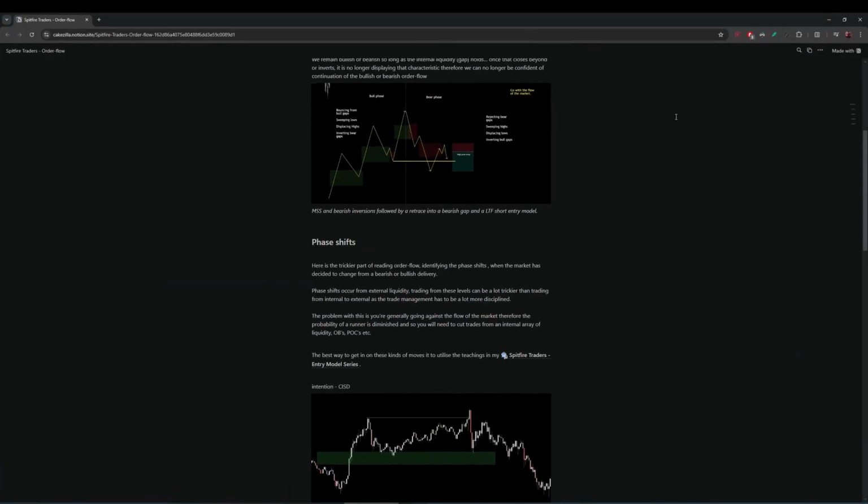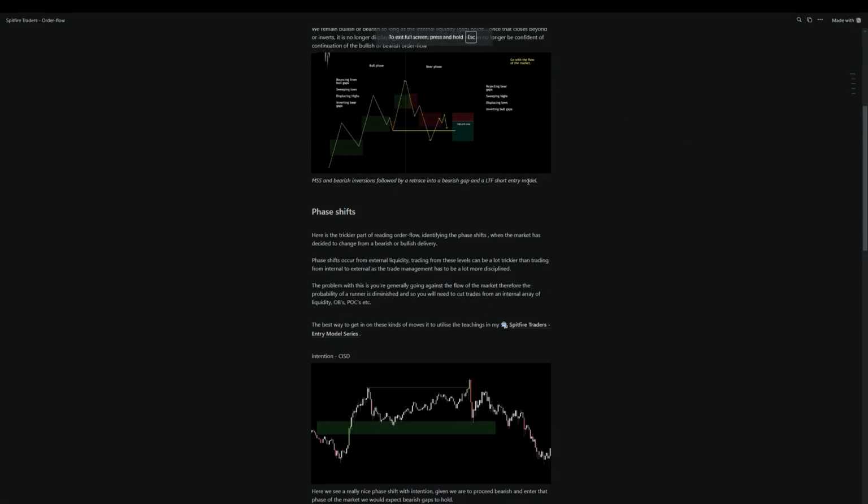Let me see if I can put this full screen. F11? Yeah. So here's the trickier part of reading order flow: identifying the phase shifts, when the market has decided to change from a bearish or bullish delivery. When it's changing state. Hold on one sec. Phase shifts generally occur from external liquidity. So when we take this high, like you can see down here, phase shifts occur from external liquidity.